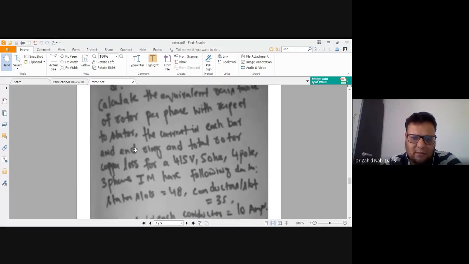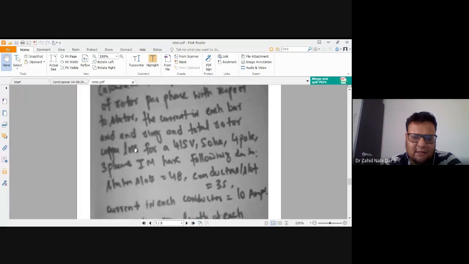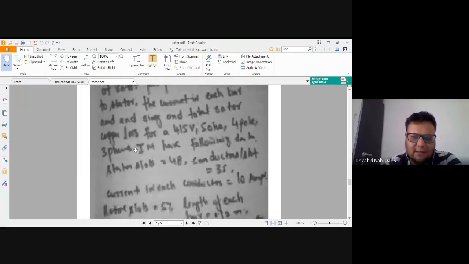We'll do this problem. The current in each bar and end ring and total rotor copper loss for a 400 volt, 50 hertz, 4 pole, 3-phase induction motor having the following data. Stator slots, this is SS. Conductors per slot, this is ZSS, 35. Current in each conductor, that is your current loading, IS is equal to 10 amperes.